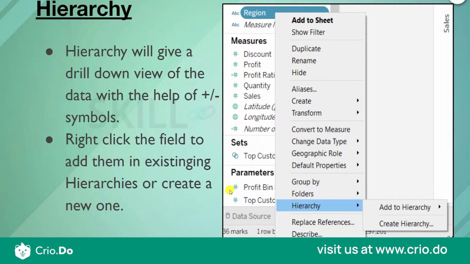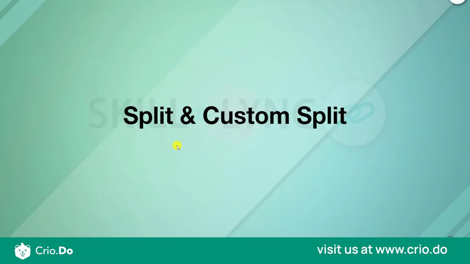So the next one is a hierarchy. A hierarchy will give you the drill down with a plus or minus symbol on the view, and if you want to create a hierarchy of a region or a city or a state, and you want to keep a drill down on the view, you can create a hierarchy out of it. You just have to right click on the particular column, click on create hierarchy, then the hierarchy will be created, and you can place your hierarchies into your view by giving access to the users. They can simply click on the plus or minus to drill down into their view. So this is all about hierarchies.